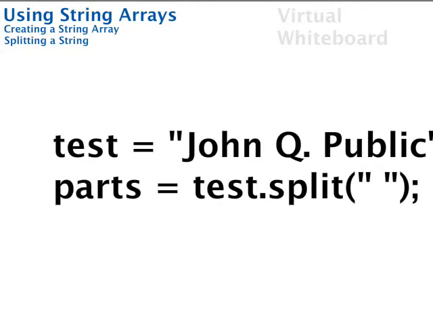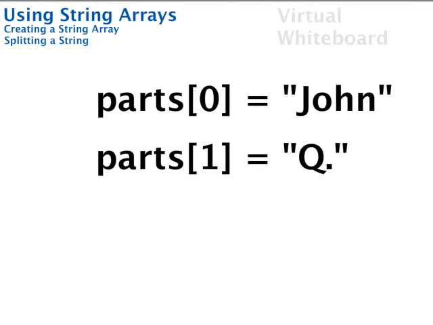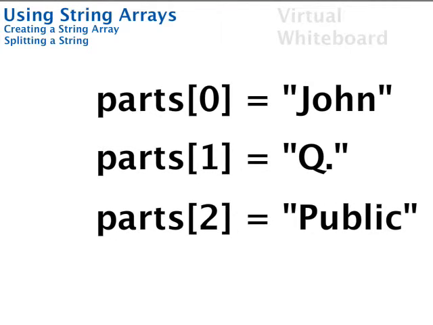After the example statements execute, the elements of parts contain the following: parts 0 equals John, parts 1 equals Q, parts 2 equals Public.